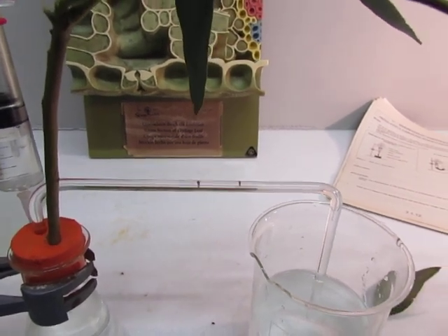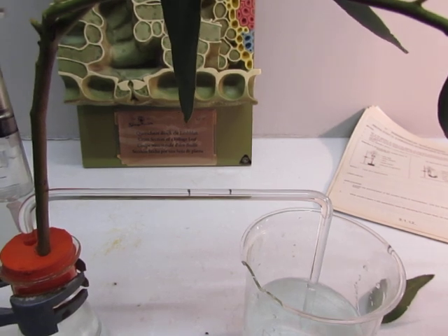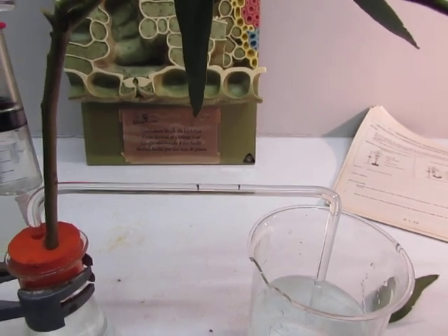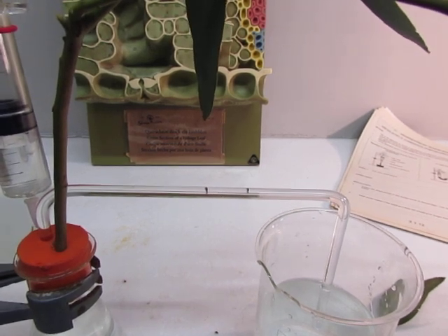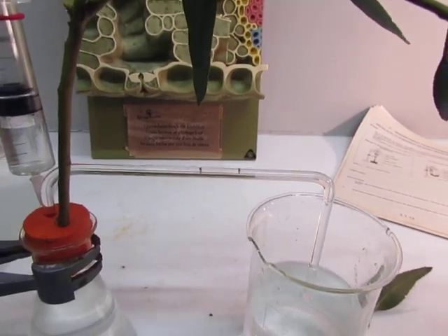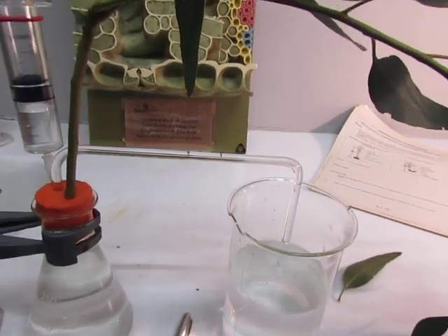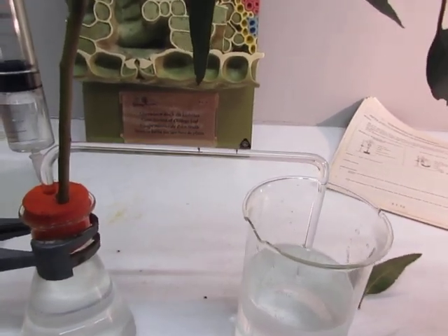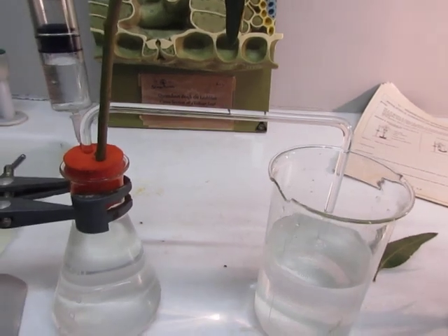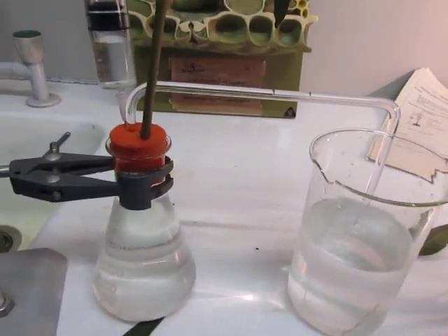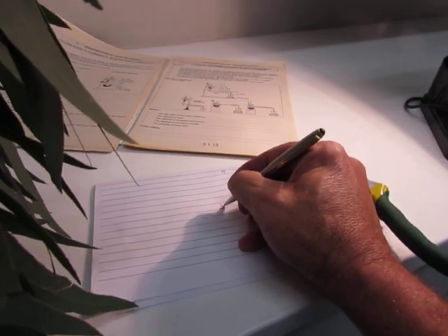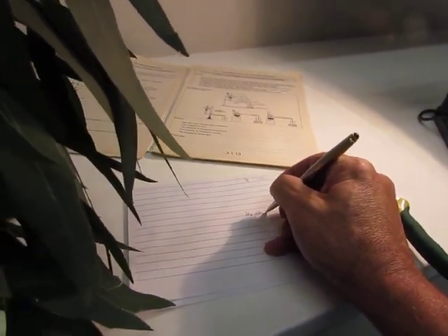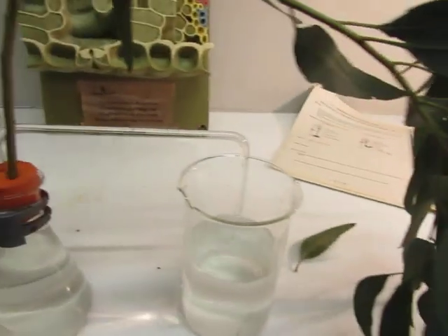Rate is always concerned with movement in a specific time. That's why I've made the two little marks on the capillary tube, namely to establish how quickly the air bubble moves between the two marks. And it reached the second mark, and I press stop, and you can see it took 34.02 seconds to move from one mark to the other. So it's 34.02 seconds. That's the first measurement.